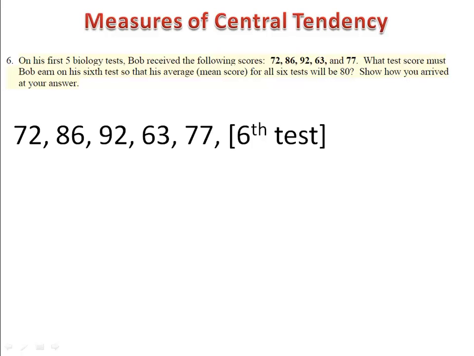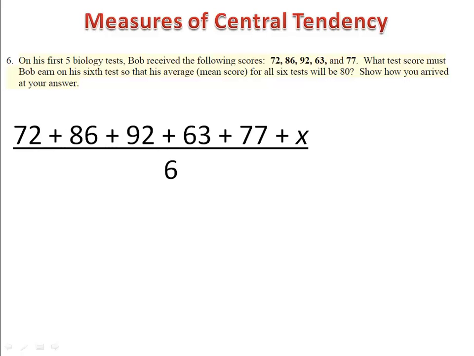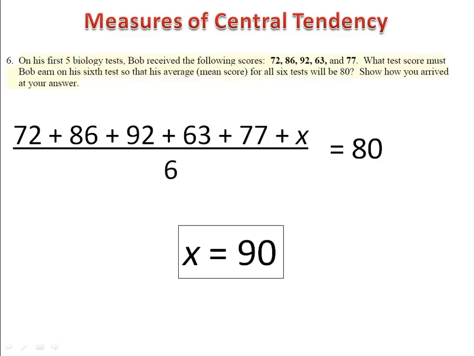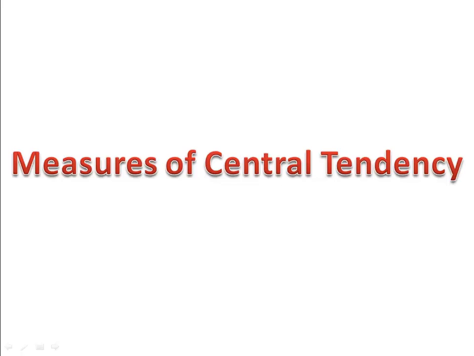Well, we're simply finding the average. We have the first 5 test scores, and then the 6th test, which will become x. We take those numbers, add them up, and divide by 6. We set that equal to 80, and now we solve the equation. In order for Bob to have an average of 80%, he needs to get a 90 on the last test. This is what you need to know about working with measures of central tendency.